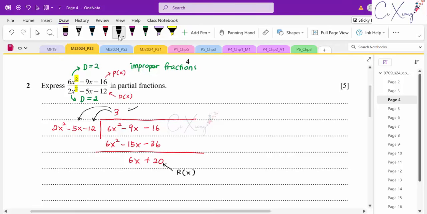Okay, so this is quotient, this is polynomial, and this is divisor. How can I express all this into a correct or proper equation here? Originally, when we want to write out the polynomial in terms of divisor, quotient, and remainder, the original formula is like this: polynomial equals divisor multiplied with quotient plus remainder.